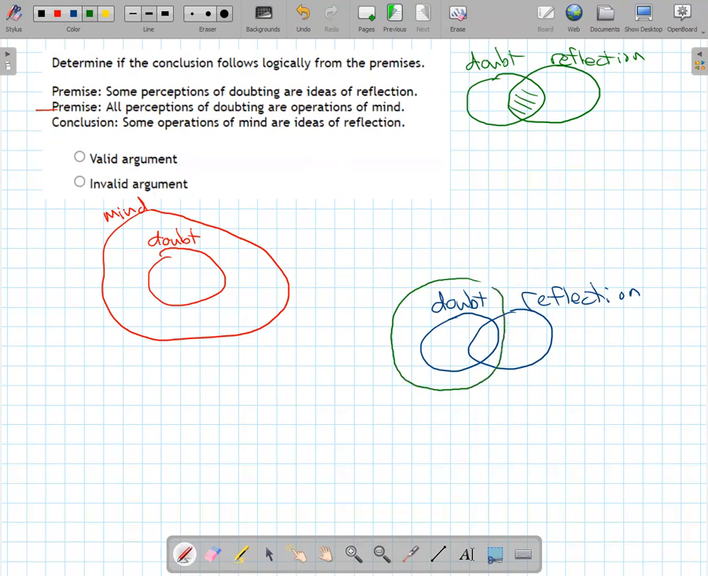Now, I'm not going to encircle the reflections because I don't know the relationship between mind and reflections yet. It could be a complete one, it could be a partial one, but for sure I can do that right there. I'm not sure what's going on there at the moment. So that's the correct way to connect these two. So this is operations of the mind there.